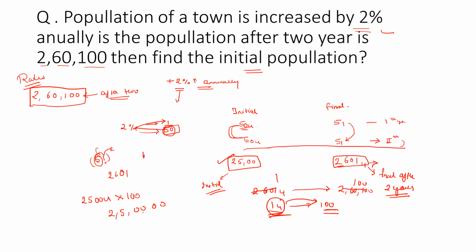So my initial population was 2 lakh and 50,000, and after increasing by 2% annually, my population will be this much, 2,60,100.